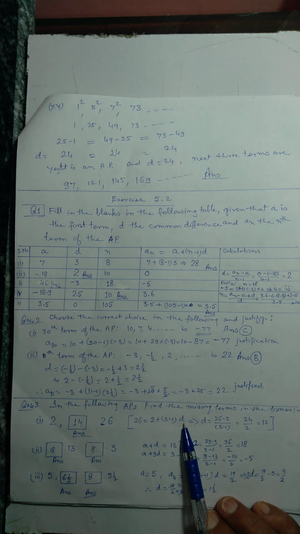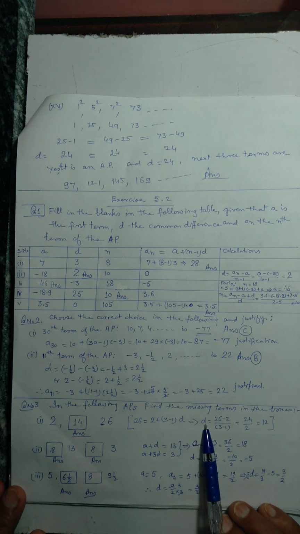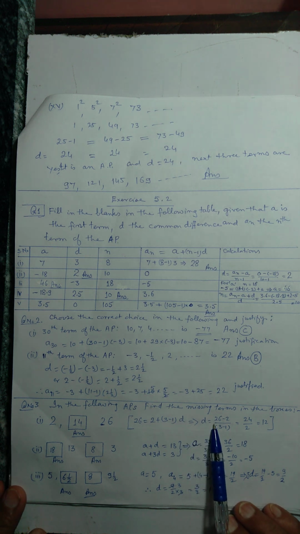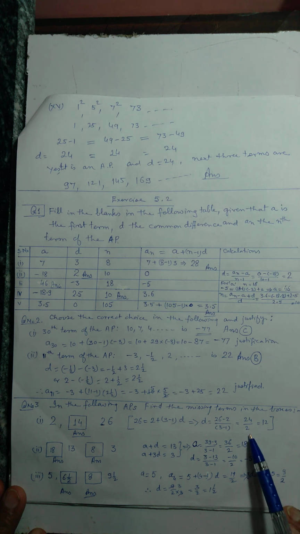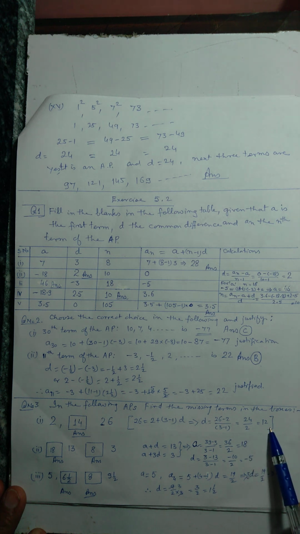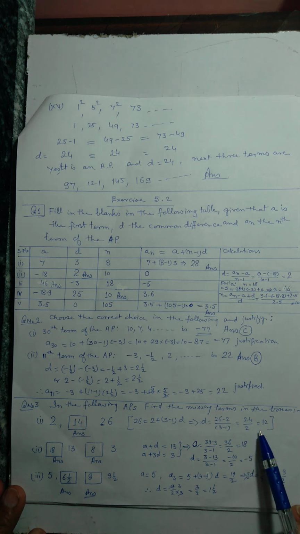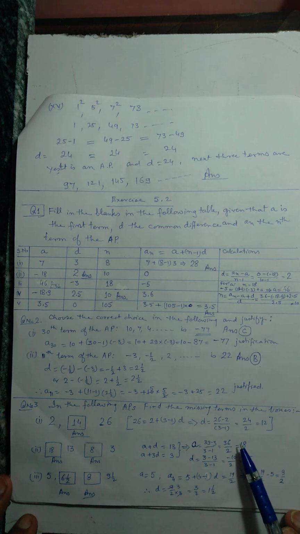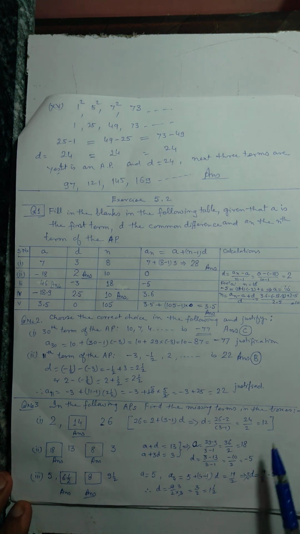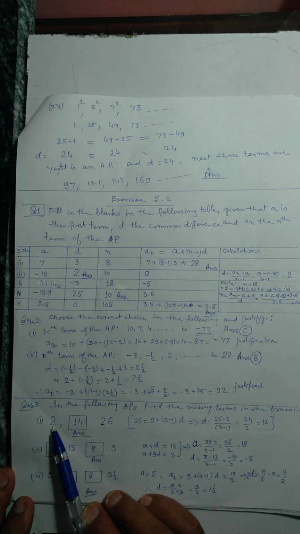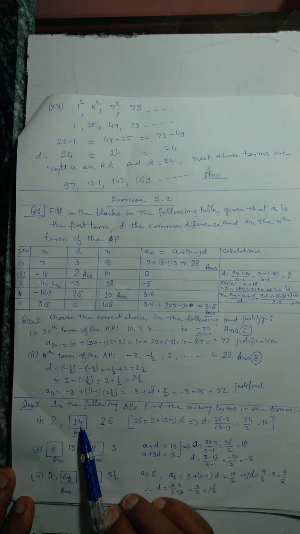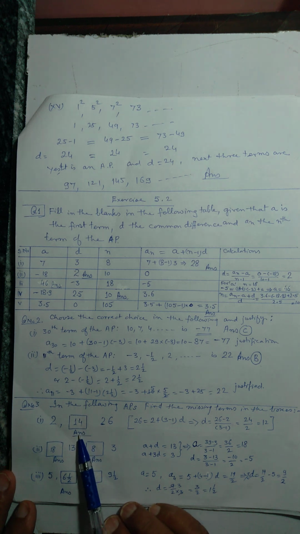d means common difference, d will be equal to (26 minus 2) divided by (3 minus 1), that is 24 by 2, that will be 12. 12, we have got the common difference. So first term plus common difference, that is 2 plus 12, will be equal to 14. This will be the answer.